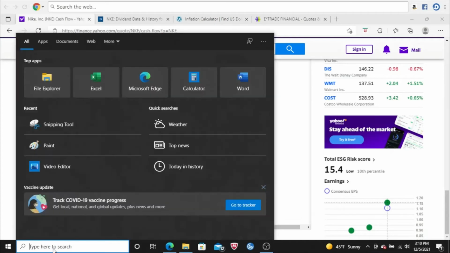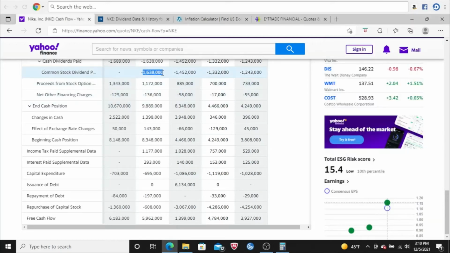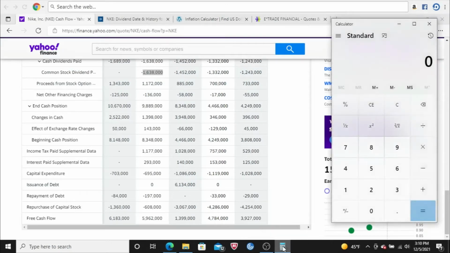I should have had my calculator opened up already. But what I like to do is I just do the most recent year. I like to know what the payout ratio was. So as a percentage, what percentage of the free cash flow was paid out in dividends? So here's the dividends that were paid out from 2020 into 2021. And so I'll just do 638,000.